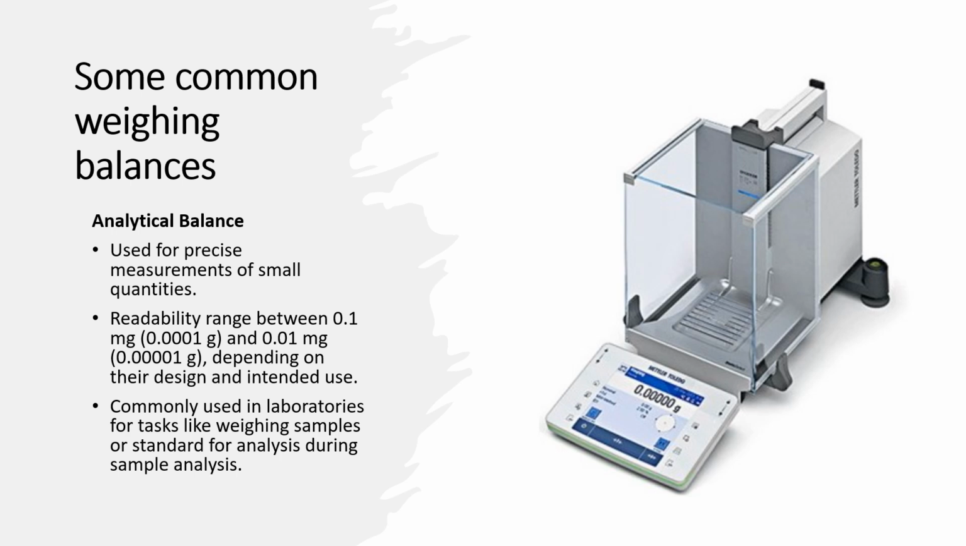This analytical balance is commonly used in laboratories for tasks like weighing of samples or standards during sample analysis. So this is the balance generally used in the laboratory for sample weighing for analysis purposes. A few examples of Mettler-Toledo balances are the XS205DU model, XPR205DR model, and XPR225DR model, and normally the operating range for such balances is 20 mg to 200 grams.